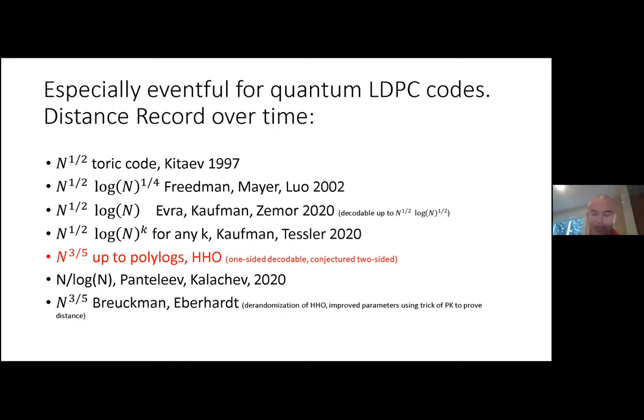Then, in fact, the distance record reached n over log n, so almost linear distance, by Panteleev and Kalachev. And then a final result, Breuckmann and Eberhardt got a code of distance n to the 3/5, which could be understood as a de-randomization of this fiber bundle code and some improved parameters using a trick of Panteleev and Kalachev. So all these last three codes involve some ideas of twisted products. And in fact, to some extent, every single one of these codes on here uses the idea of products. So I'm going to try to talk a lot about that before getting into our specific code.